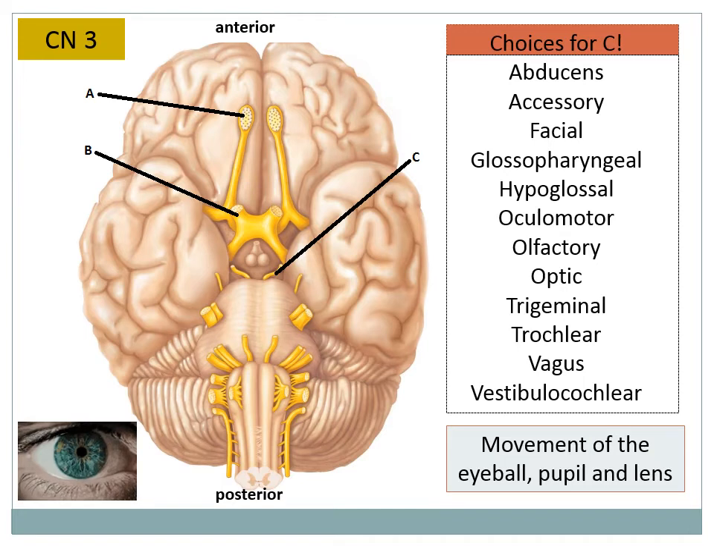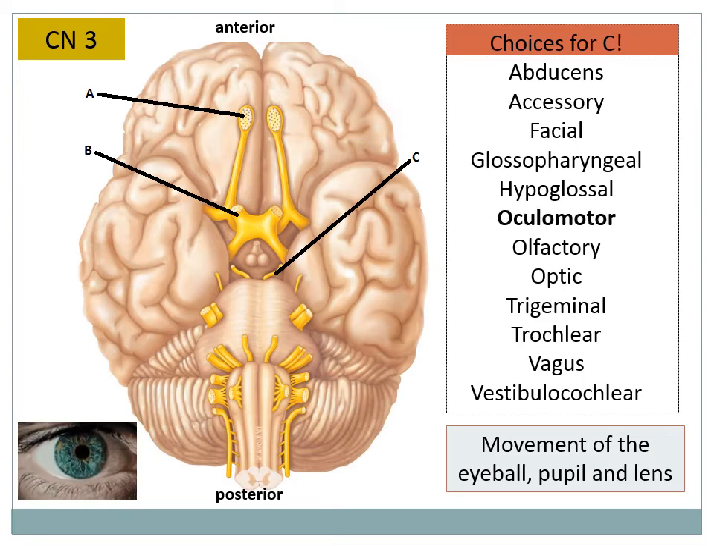Cranial nerve number 3 is there for helping us move our eyeball. It helps move our pupil, and it helps move our lens. We'll talk about our lens when we get to the senses, which will be here shortly. So movement of the eyeball, pupil, and lens. I'm going to give you a hint. It starts with an O. So which one do you think cranial nerve number 3 is?